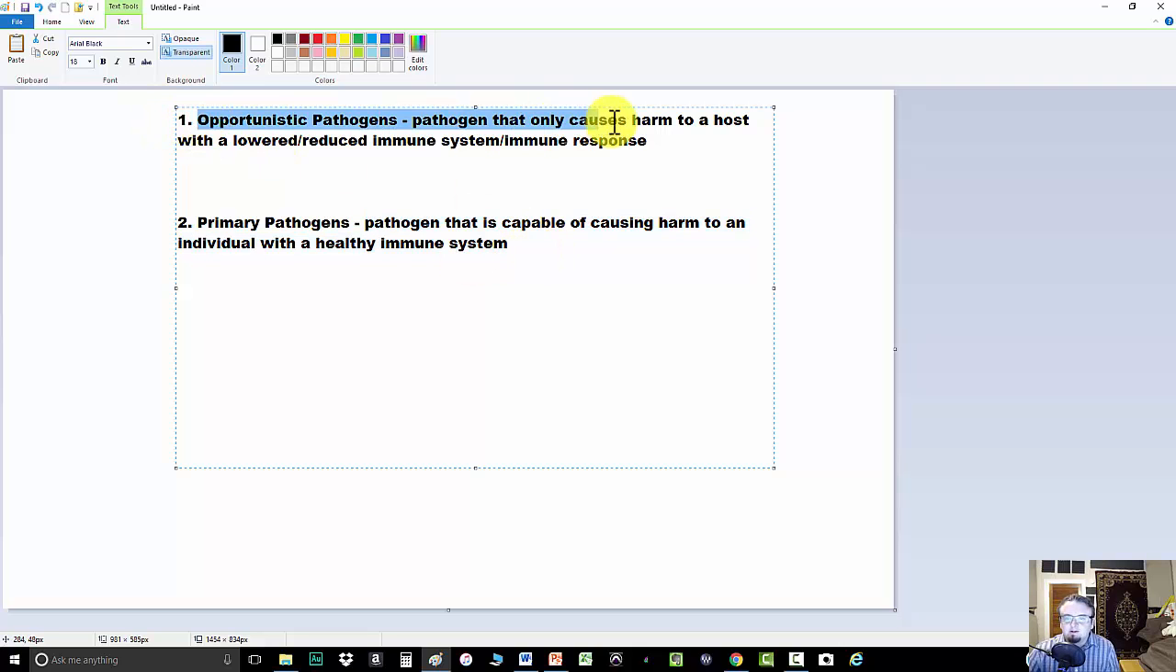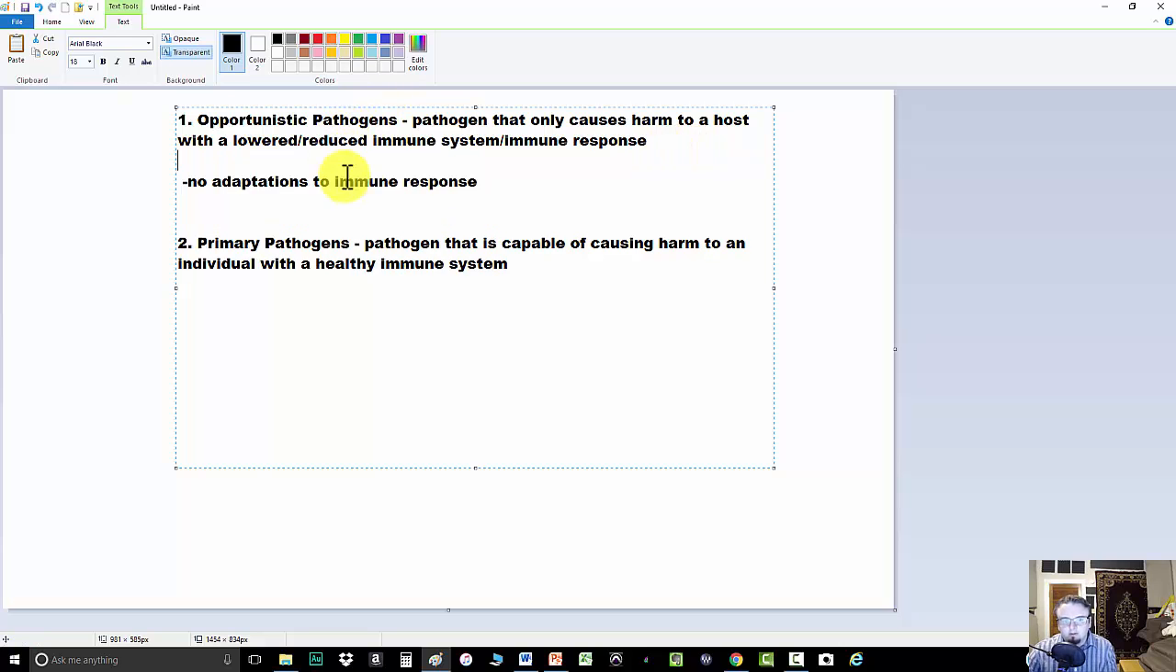Whereas opportunistic pathogens, they don't have these sort of built-in adaptations to the immune system. So let me just clarify that. So opportunistic pathogens, no adaptations to immune response. So when they encounter a healthy immune response, they're done. That's it. With a primary pathogen, they do have adaptations to an immune response.